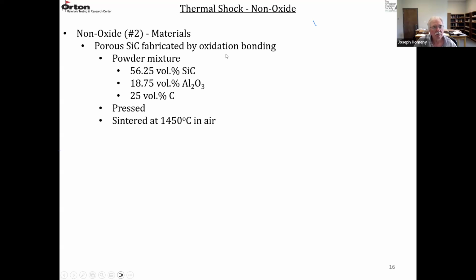So these are manufactured in a very interesting way. It's oxidation bonding. So you start out with this mixture of powders. This one had about 56% silicon carbide, 18% alumina, and 25% carbon. So these were pressed into shapes, and then they were sintered at 1450 degrees C in air. Sintering this in air burns off the carbon, leaves the pores. The silicon carbide, at least on the surfaces, starts to oxidize to form SiO2, and the SiO2 reacts with the alumina to form some mullite.